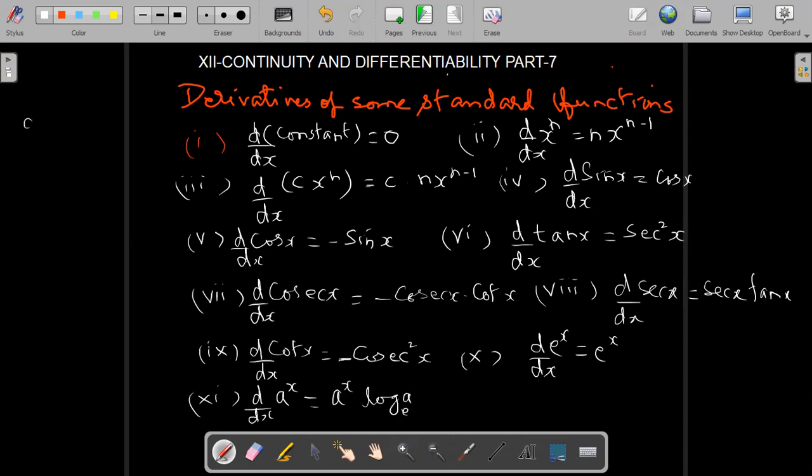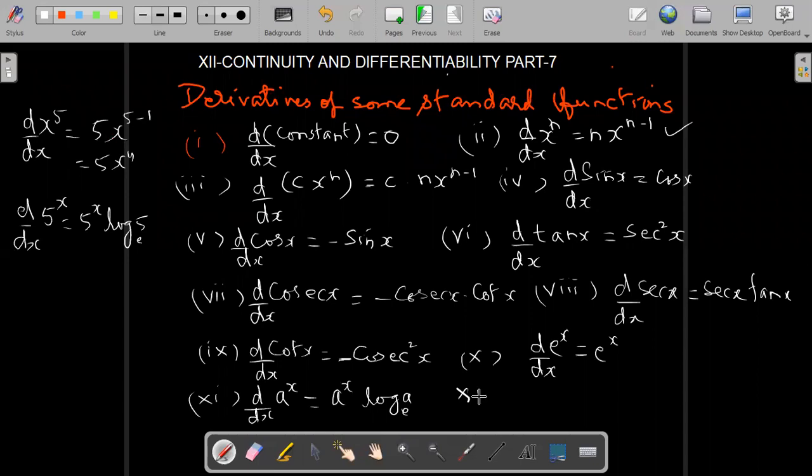Like if you have to find d by dx of x to the power 5, you can easily find by using this formula: 5x raised to power 5 minus 1, 5x raised to power 4. But if you have to find the reverse of this, d by dx of 5 to the power x, then you have to use this log formula. This will be 5 to the power x log 5 to the base e. Okay, so this is the difference between these two formulas.